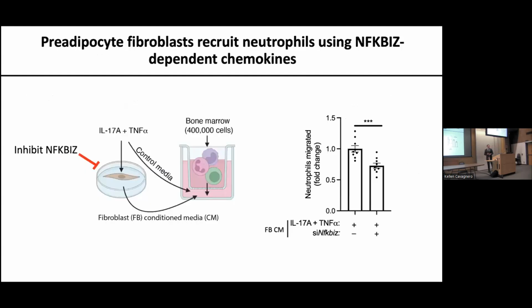Now, we next want to understand how fibroblasts are recruiting the neutrophils, which chemokines are required. And to test this, we performed the same transwell migration assay, but this time we used that NFKBIZ knockdown approach in addition to it. And here we can see that when we knock down NFKBIZ in the fibroblast, we see a significant reduction of migration of neutrophils toward the conditioned media. So there's some NFKBIZ-dependent chemokines that are driving this migration, but there's a handful of those, right? So which ones specifically?